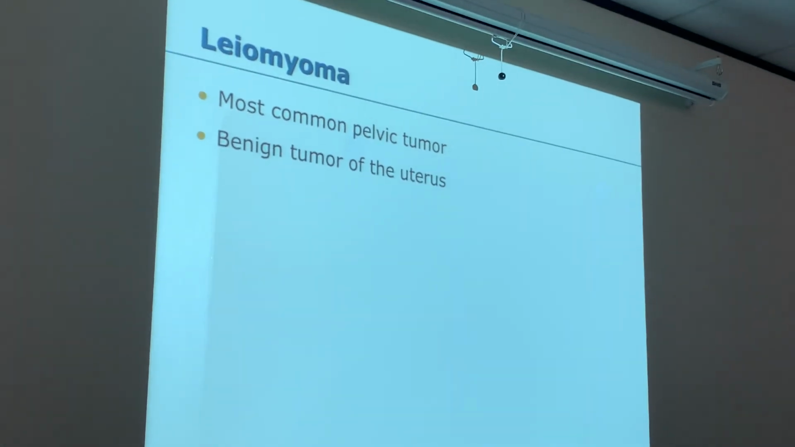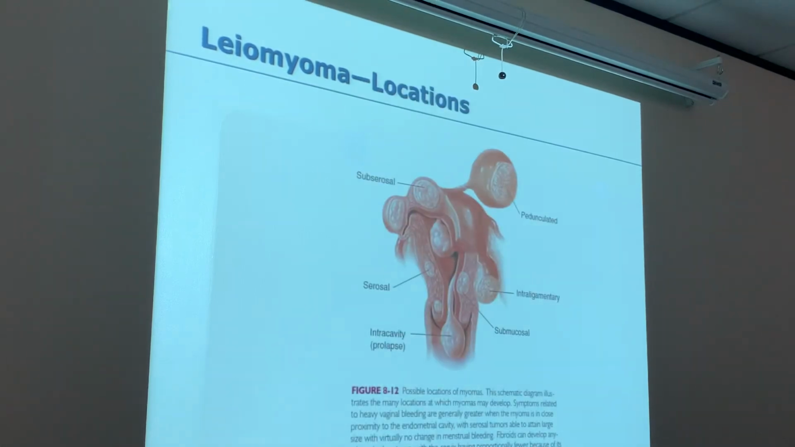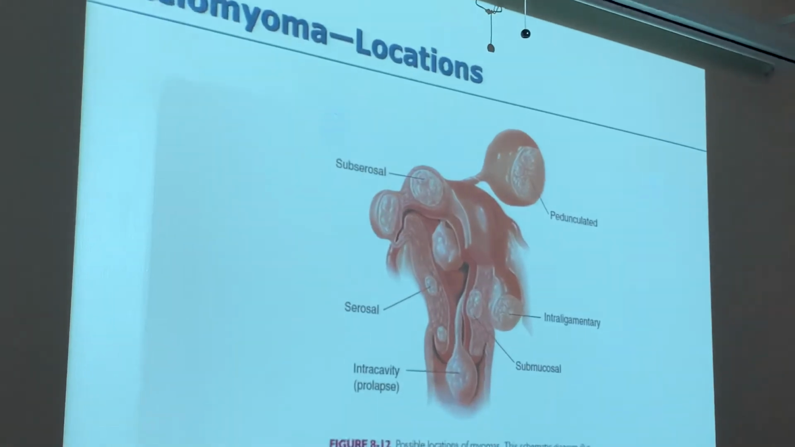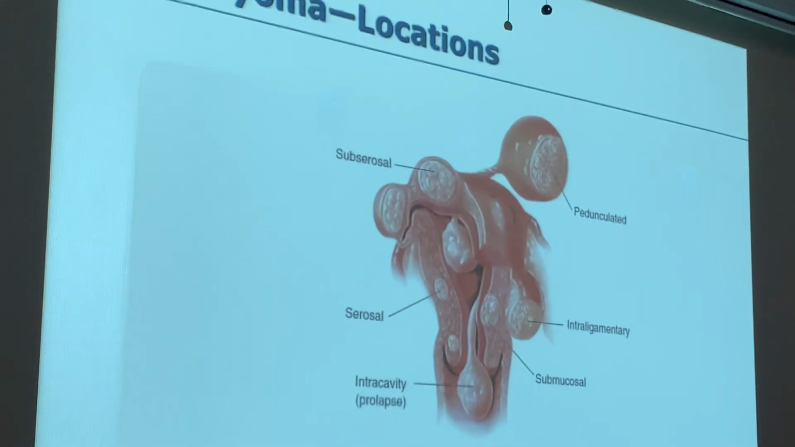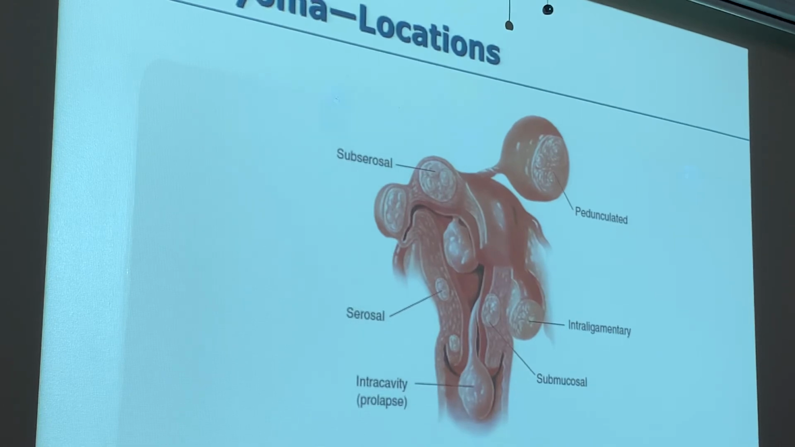Leiomyomas. They are the most common benign tumor of the uterus. Okay. This I don't agree with. I've always called these intramural. So let me find it in the book and see what the book says. Okay. You have subserosal.